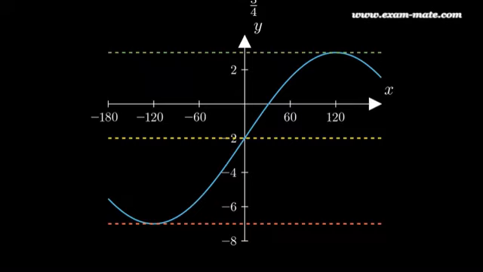Let's highlight some key points. Since our period is 480 degrees, and we're only showing from -180 to +180 degrees, we won't see a complete cycle. However, we can see that the function maintains its amplitude of 5 units and stays centered around y = -2 throughout the domain.